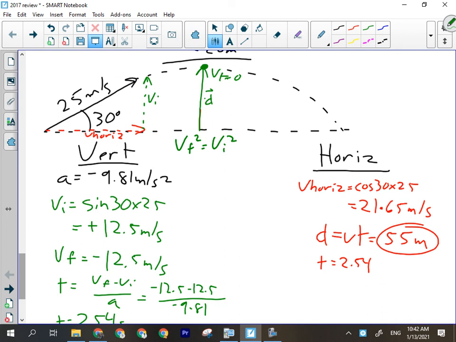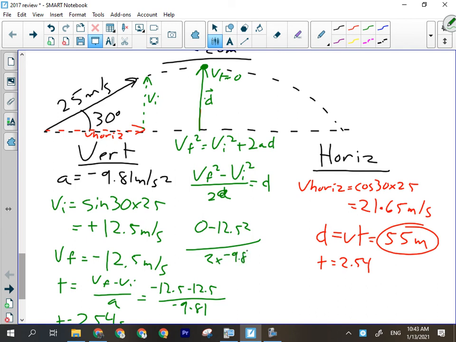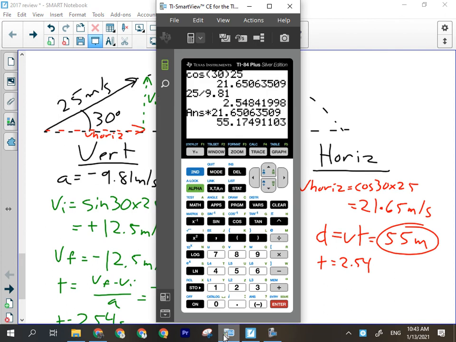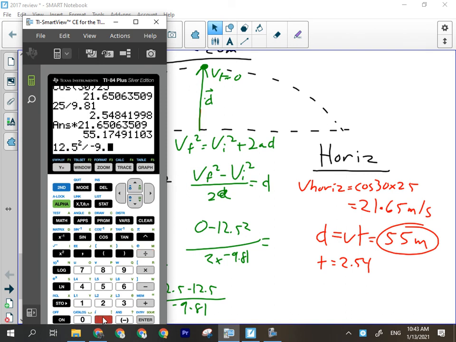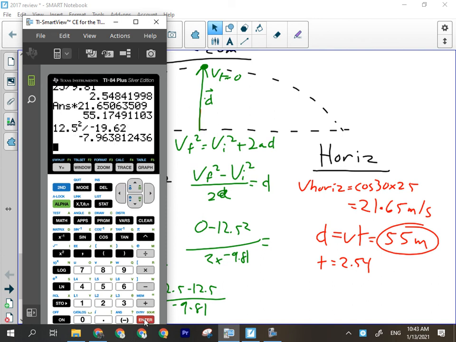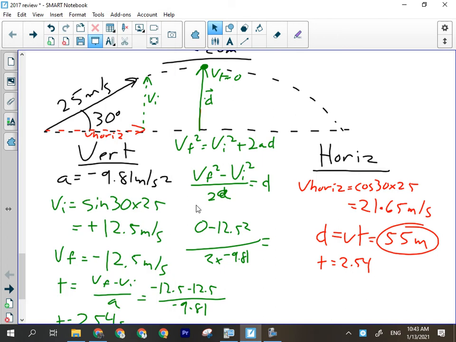So now we're to this formula: Vf squared equals Vi squared plus 2ad. We're looking for d because we've got everything else. So we have Vf squared minus Vi squared divided by 2a, equals d. That'll be 0 minus 12.5 squared, divided by 2 times negative 9.81. I forgot to make the 12.5 negative. I should have gone 0 minus that. So this is actually just positive 8.0 meters, which is going to be our maximum height.